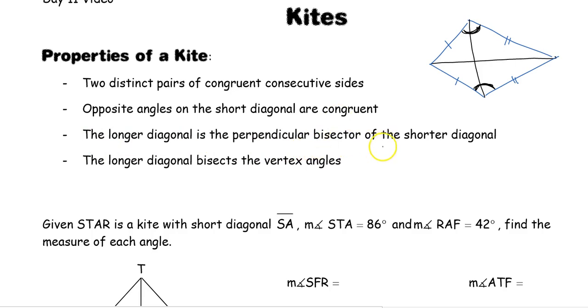The longer diagonal is the perpendicular bisector of the short one. Perpendicular meaning that we've got right angles. Bisector means it's going to bisect or cut that diagonal into two congruent pieces. The longer diagonal bisects the vertex angles, which means if this is my longer diagonal, these two angles are congruent and these two angles are congruent. Notice that the four of them are not all congruent. So this big angle does not have the same measure as this angle. They're separate angles, but each one of them is being bisected.